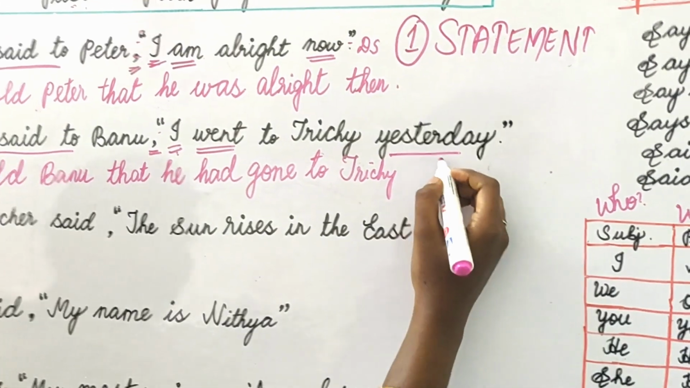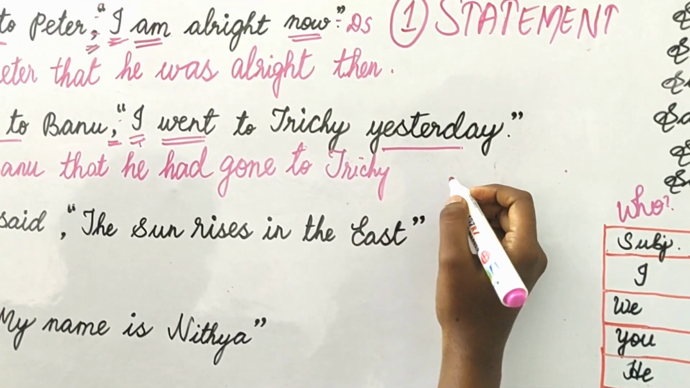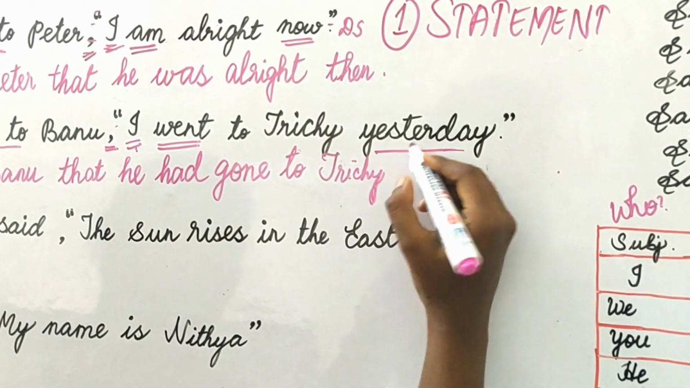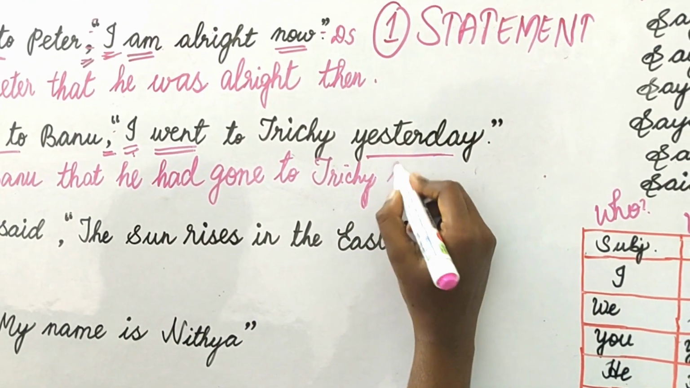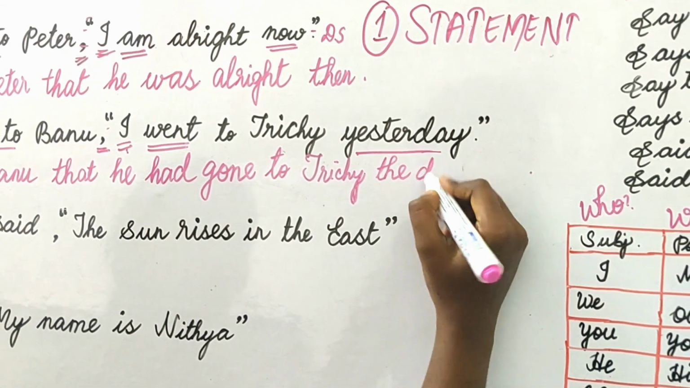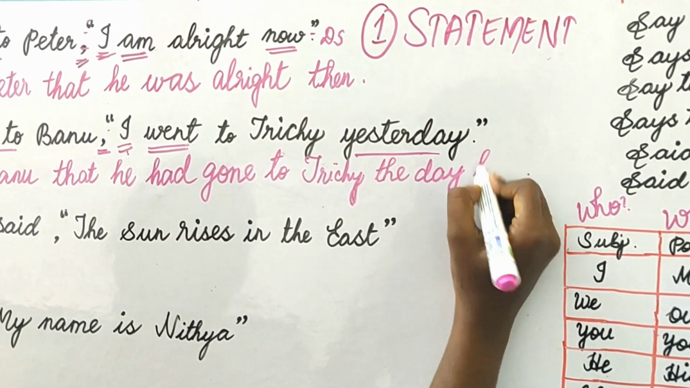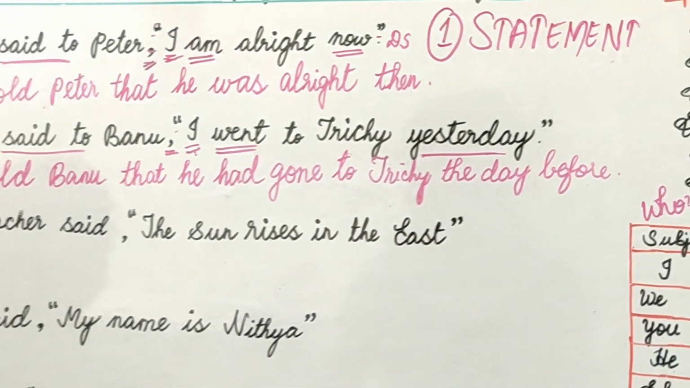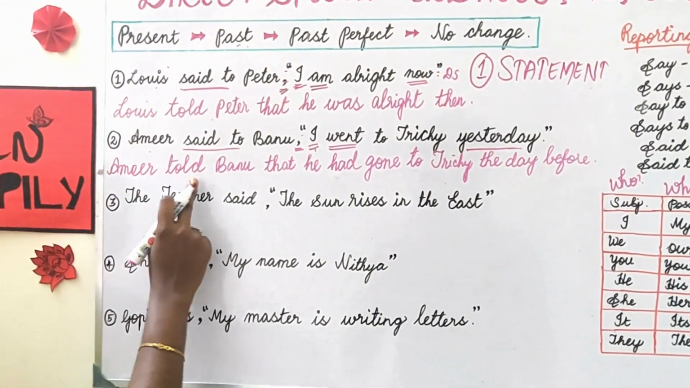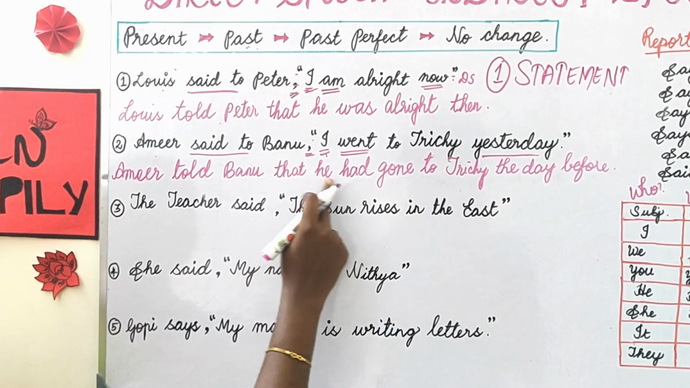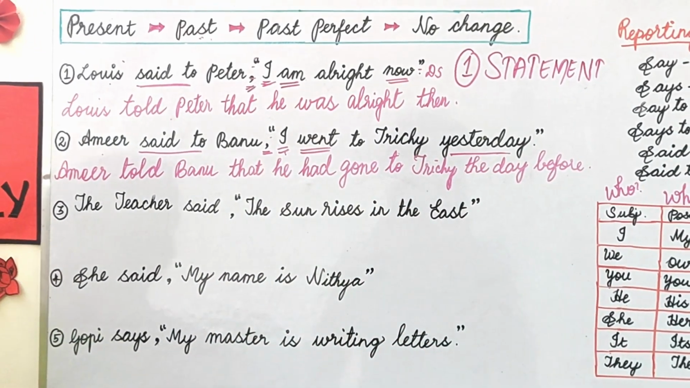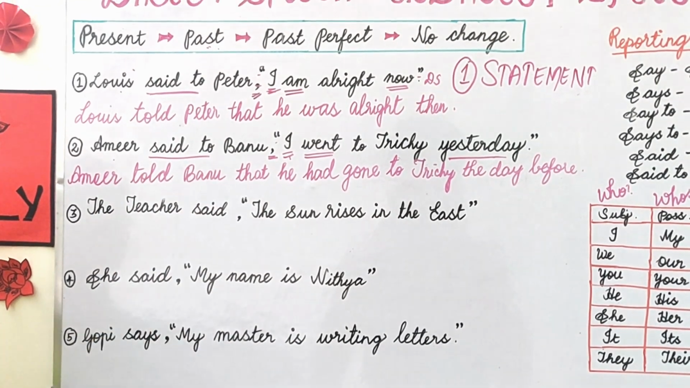yesterday. See, this is what? A time adverbial. Previously I have shown you a table, no? Go back and refer to that. "Yesterday" will be changed to "the day before". So now read the sentence once again. Amir told Banu that he had gone to Trichy the day before. I hope you are clear with this.